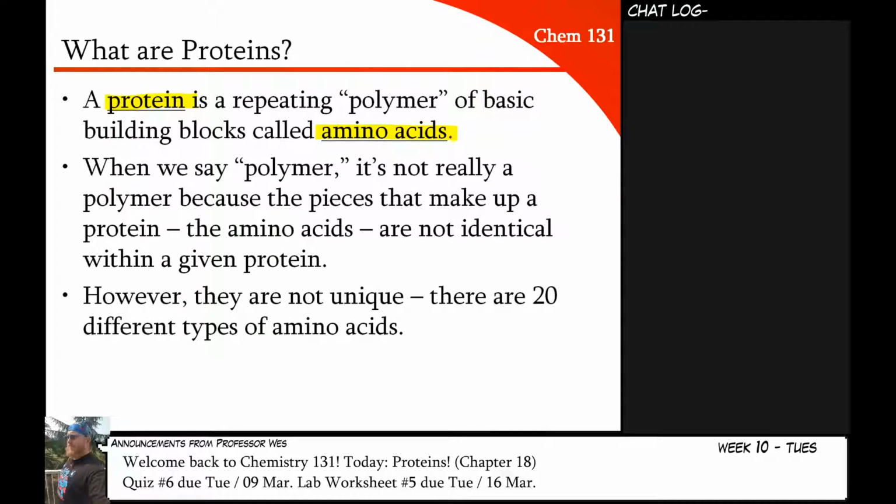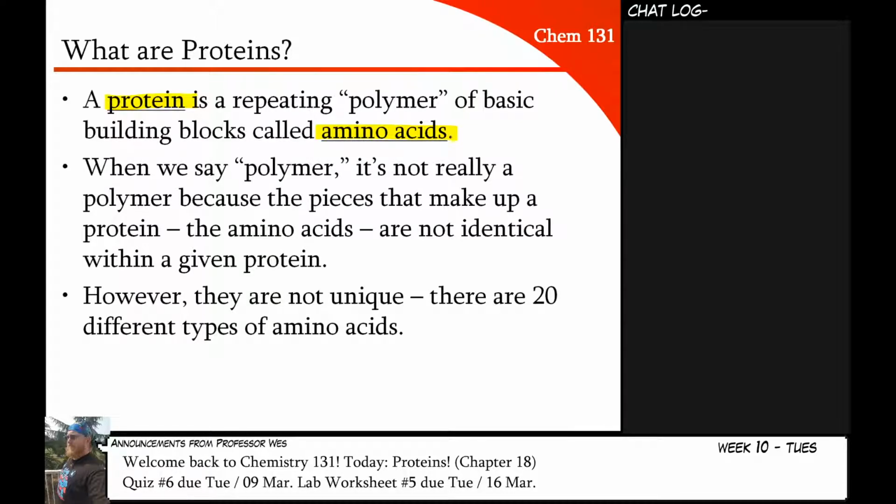Now, I put polymer in quotes because a polymer typically is a repeating unit over and over and over, whereas in proteins there are 20 different amino acid residues, and they don't repeat in a specific pattern. They repeat essentially what would be to the untrained eye randomly, I would say. But each amino acid has a specific purpose and properties. I guess purpose is not really the right word, but properties for sure.